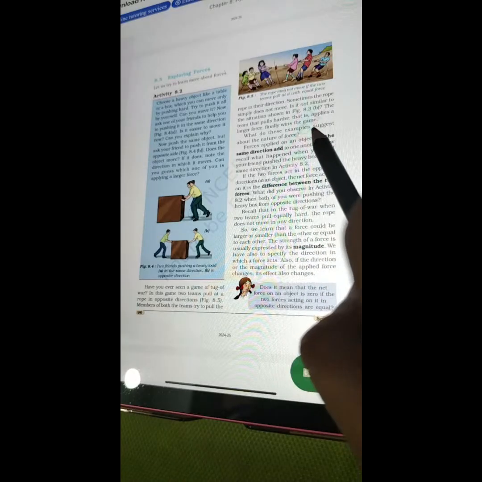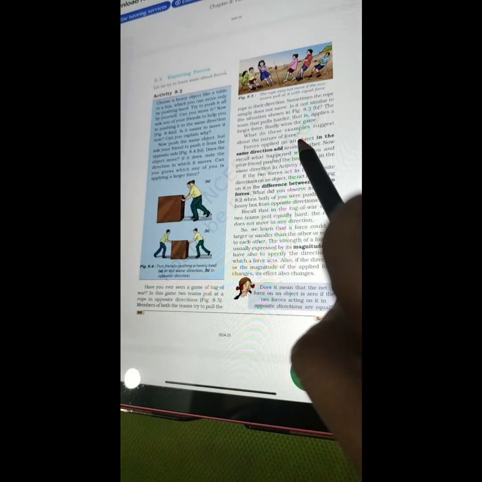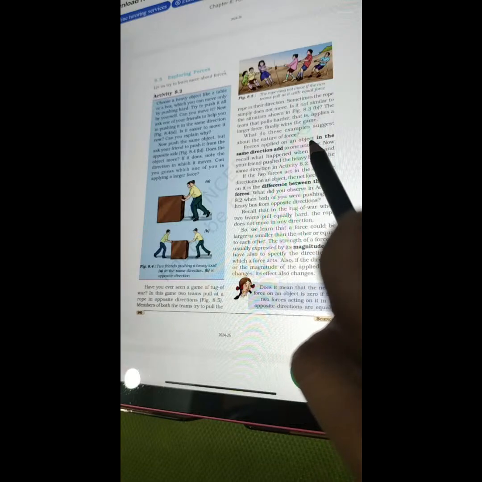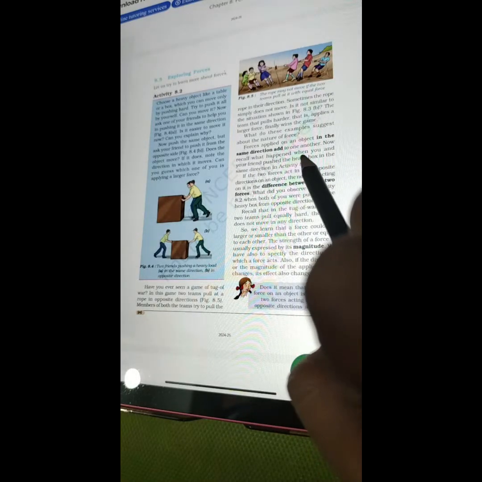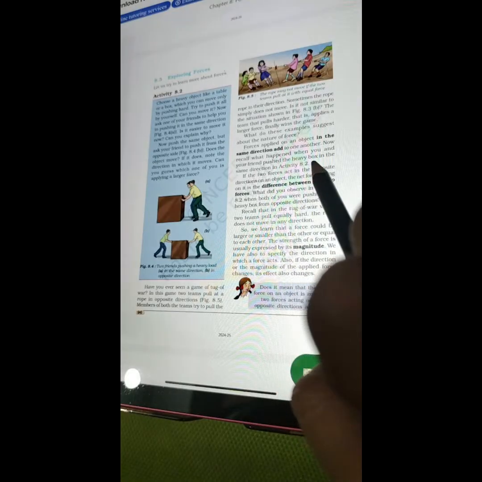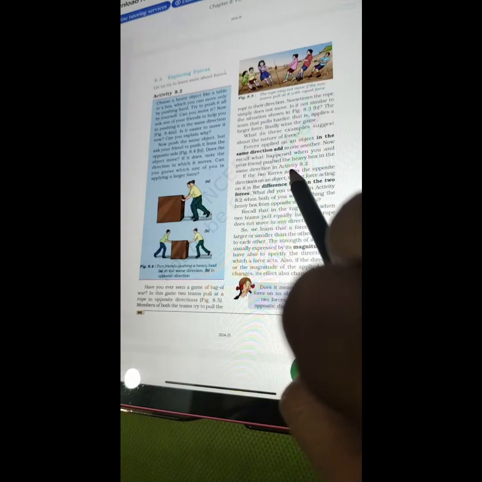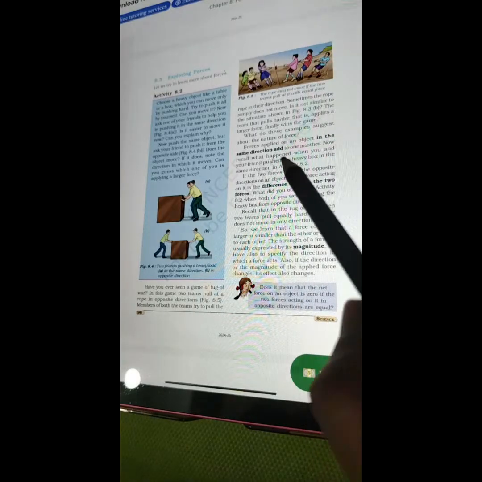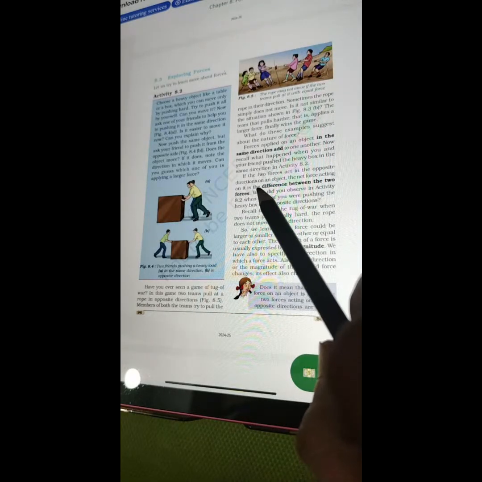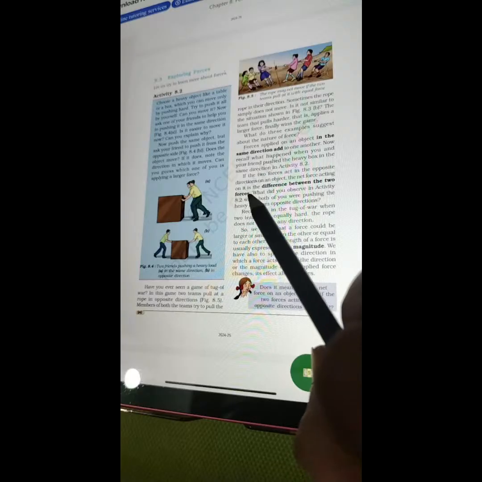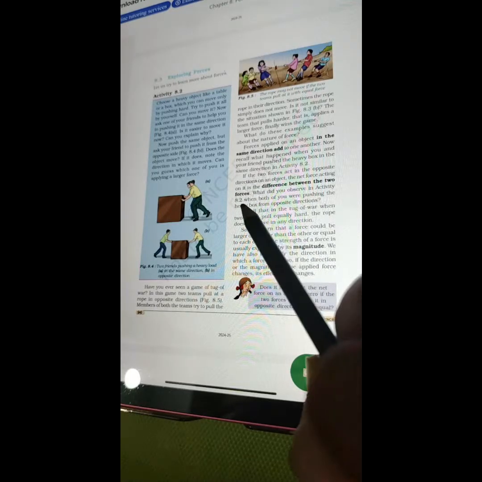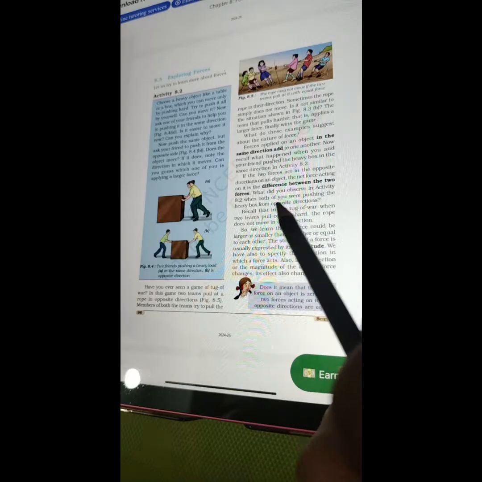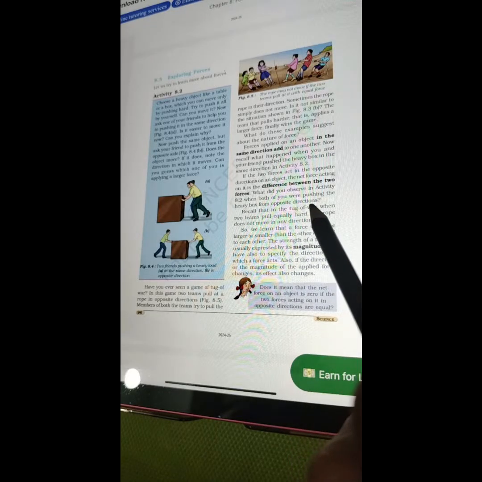What do these examples suggest about the nature of the force? Forces applied on an object in the same direction add to one another. Now recall what happened when you and your friend pushed the heavy box in the same direction in activity 8.2. If the two forces act in the opposite directions on an object, the net force acting on it is the difference between the two forces.